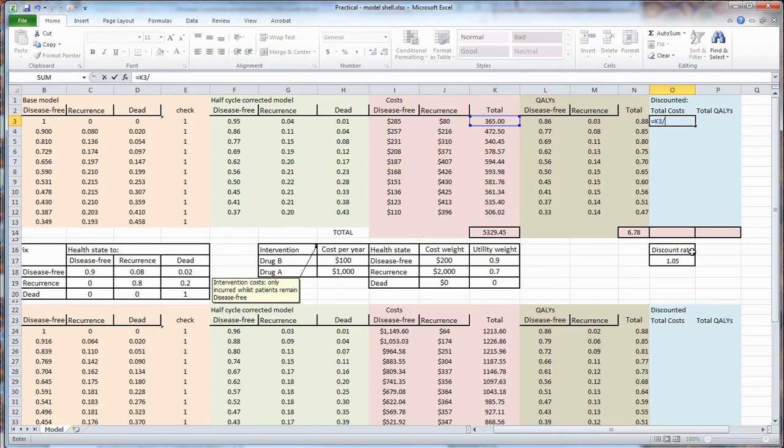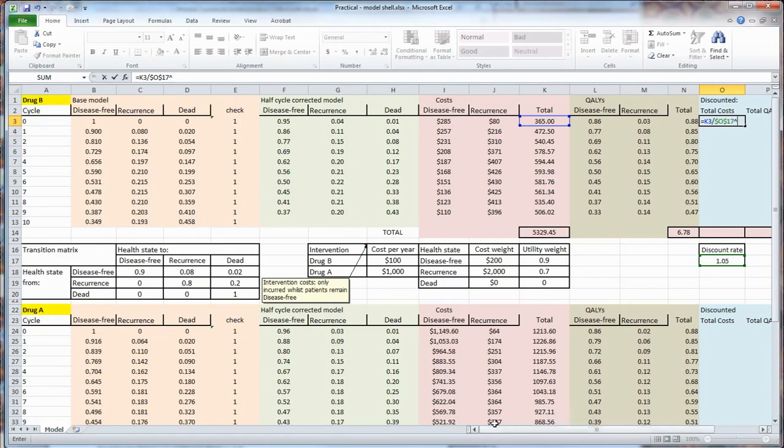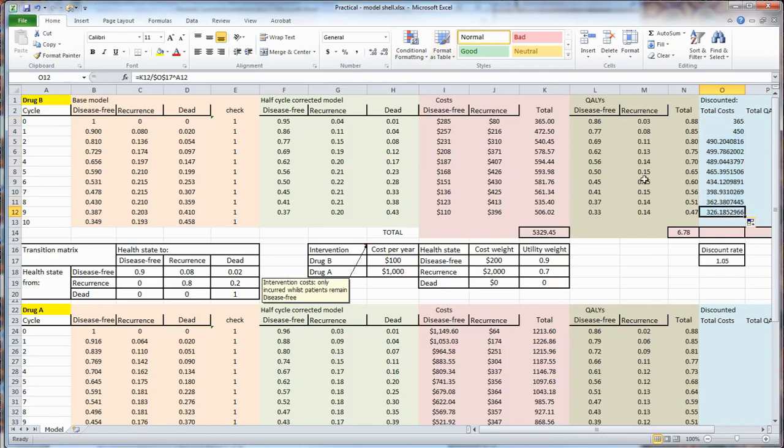So to do that, we take the total costs incurred in each cycle of the model, and we divide that by 1 plus the discount rate. So the discount rate here is 5%, so 1.05, and make that an absolute reference so we can copy the formula down. And we take the discount rate to the power of the cycle or the year in which the costs are being incurred. So in this case it's in cycle 0, and so we can copy that formula down, and let's just get rid of these decimal places.